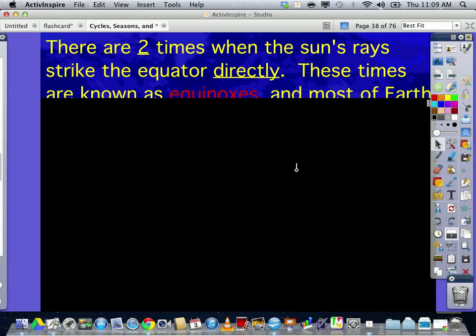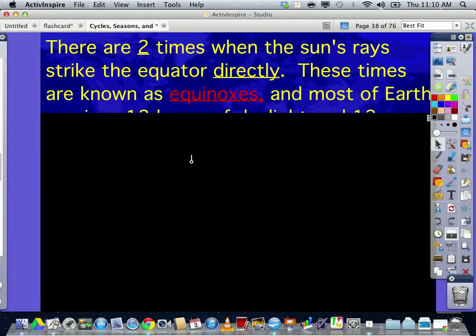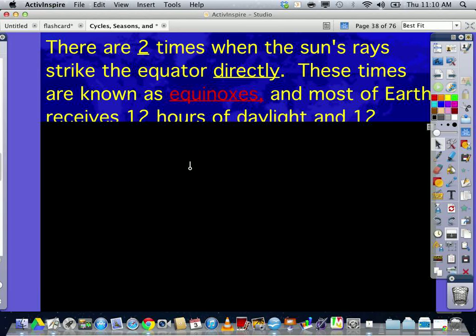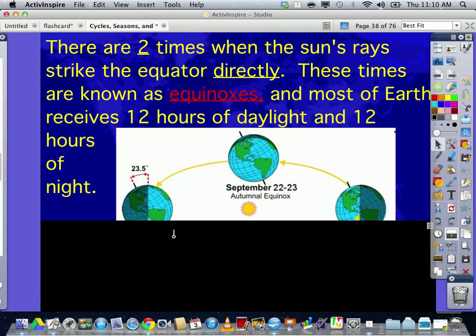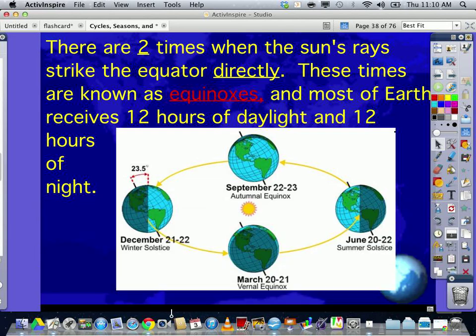Here are two times when the sun's rays strike the equator directly. These are known as equinoxes. So when you see the word equinox, you should think equal, which is exactly what's happening with our nighttime and daytime. There are 12 hours of daylight and 12 hours of night. So you can see here.